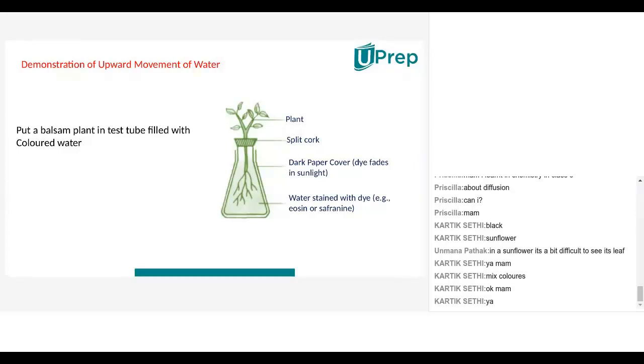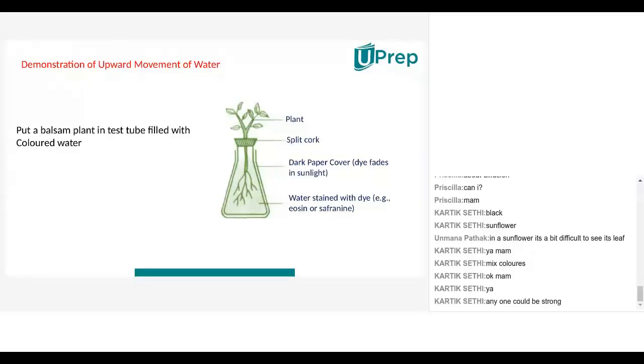Ma'am, I have a doubt. Yes, Unmana. Ma'am, if we put two colors in the water, then which color will it show? See, if you put two colors in the water, for example, you add red and yellow, what will the color of the water turn? Ma'am, red. No, orange. If you mix red and yellow, it will turn the color into orange. Okay, ma'am. So the white flower will also turn orange. If not fully orange, but a little tinge of orange. Okay, ma'am.